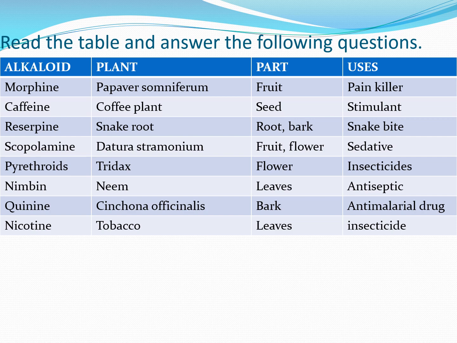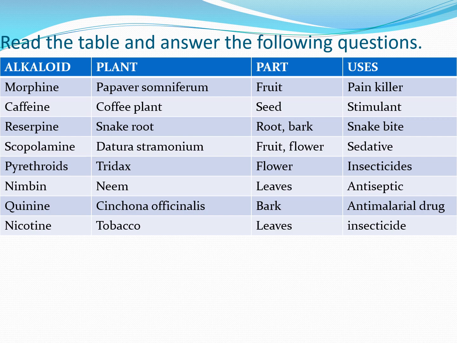Next, scopolamine is obtained from Datura stramonium, from the fruit and flower of that particular plant, which is a sedative. Next, pyrethroids are obtained from Tridax flowers, which act as an insecticide. Next, nimbin is obtained from the neem plant. Neem plant leaves possess nimbin, which acts as an antiseptic.